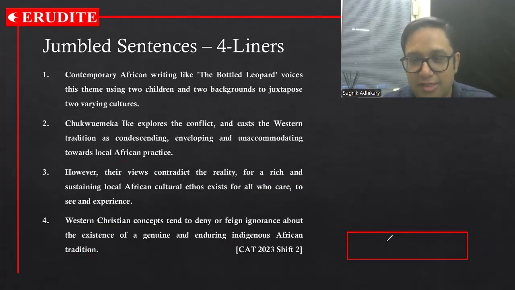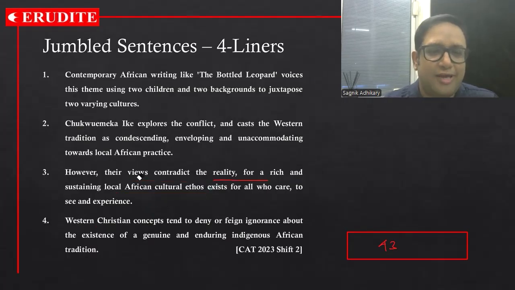We have 4 first, and then 3. So 4 telling us about Western Christian concepts, and then their view, referring to Christianity, Western Christian concepts, contradict the reality because such a rich African cultural ethos exists for all who care to see and experience. So first off, we have one pair in 4-3. We've put that in the box where we would have the answer.